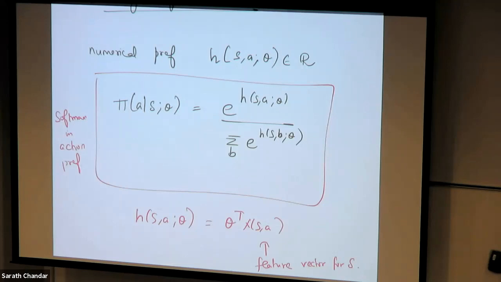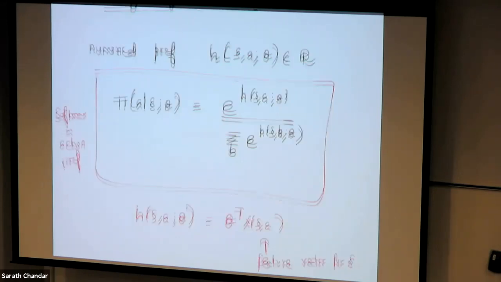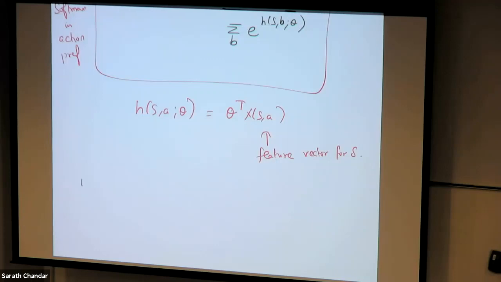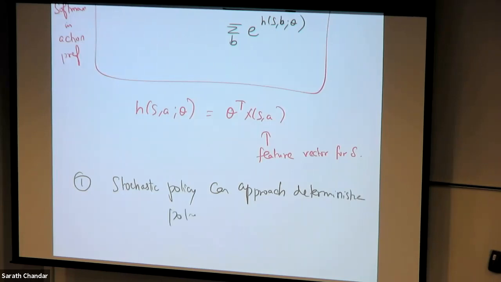Is that clear? Okay. Now, what are the advantages of taking this alternate approach instead of using value-based methods? There are several advantages. The first advantage is that the approximate policy that we are learning, which is a stochastic policy, can actually approach a deterministic policy if needed.